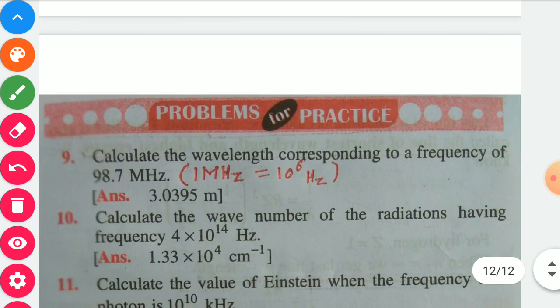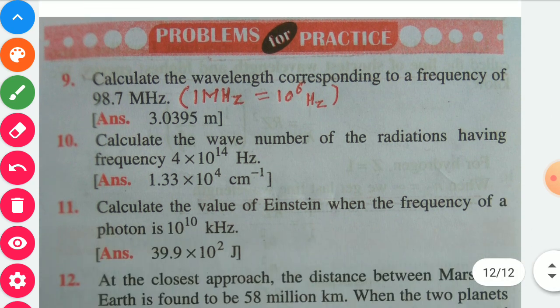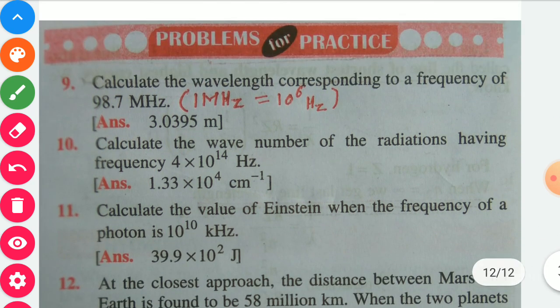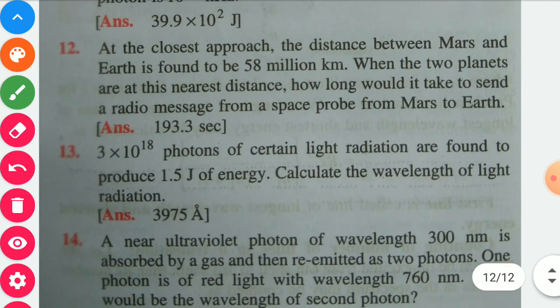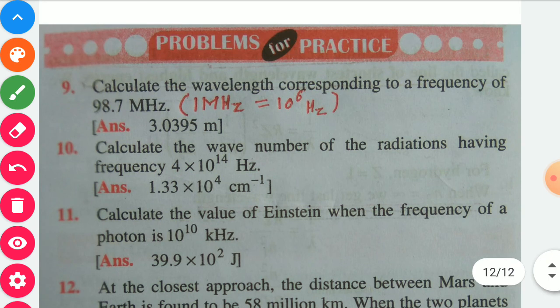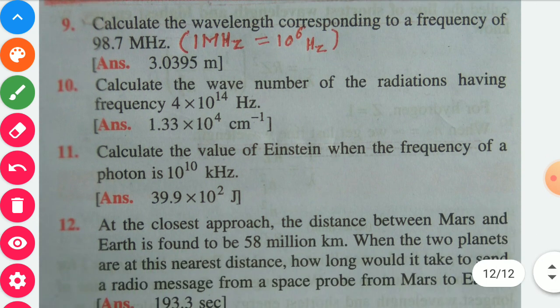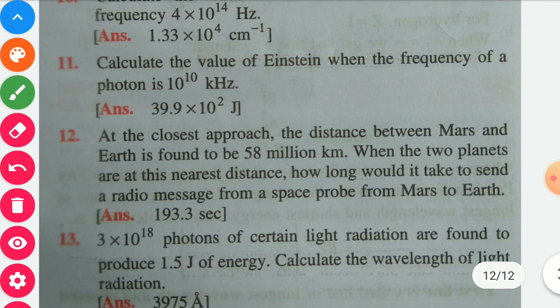Now class, you have to try to solve these questions. There are a total of 6 questions. First question, calculate the wavelength corresponding to the frequency of 98.7 megahertz. Second, calculate the wave number of radiation having frequency 4 into 10 power 14 hertz. Third question, calculate the value of Einstein when the frequency of a photon is 10 power 10 kilohertz.